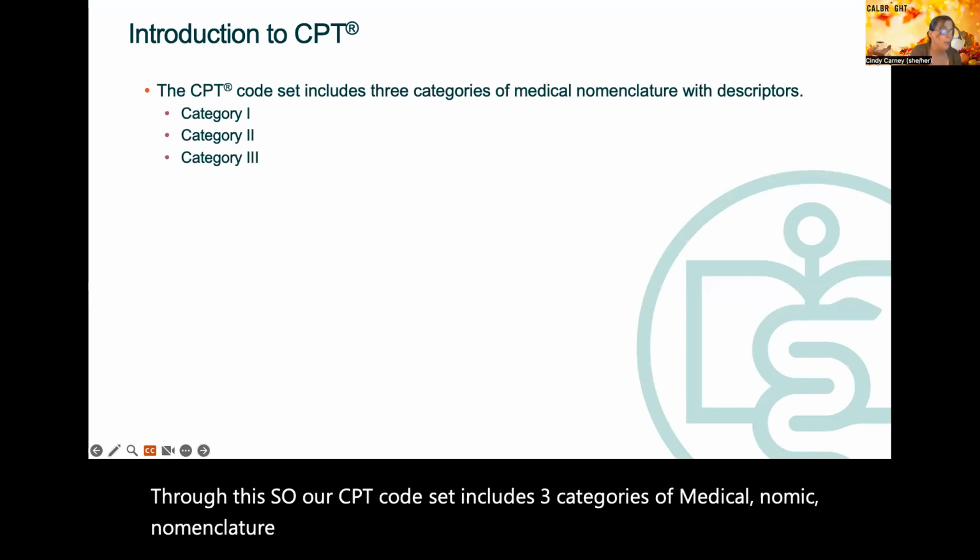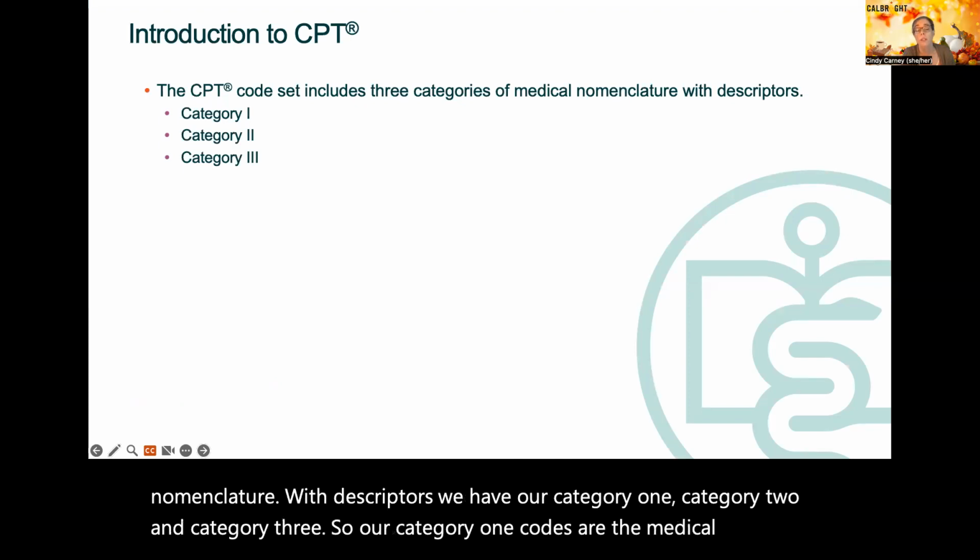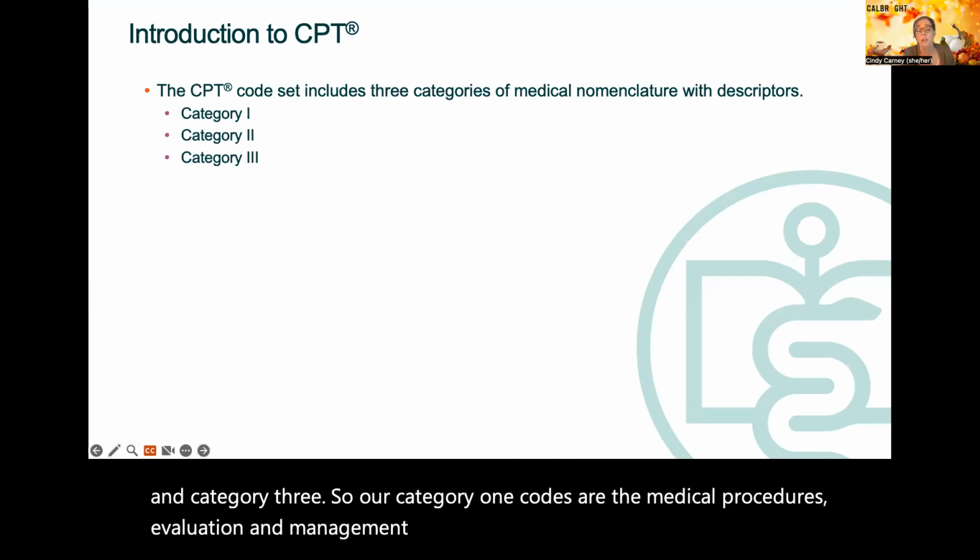So our CPT code set includes 3 categories of medical nomenclature with descriptors. We have our category 1, category 2, and category 3. So our category 1 codes are the medical procedures, evaluation and management, radiology, lab, etc. That is our CPT.